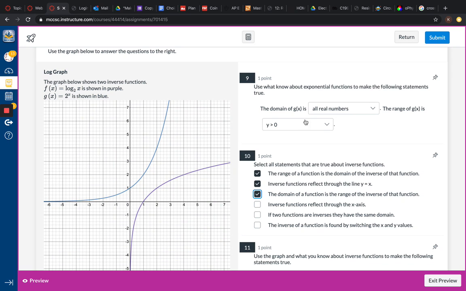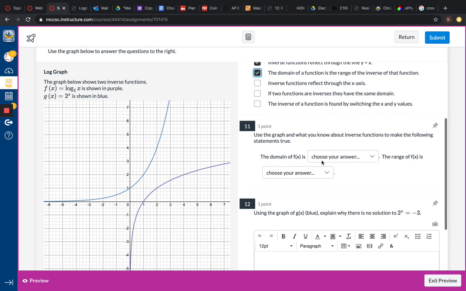All right, use the graph and what you know about inverses to make the following statements true. So if I use number 9, they're just going to flip-flop. But I was a little bit mean on this one. When we're talking about domain, it has to be x and not y.